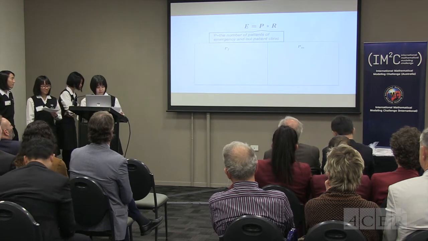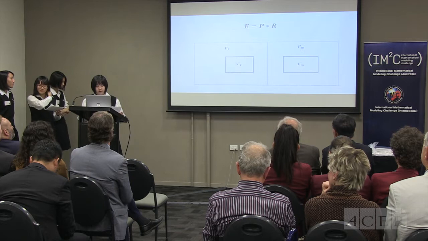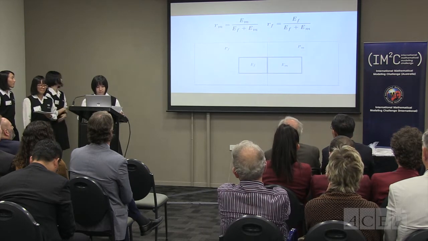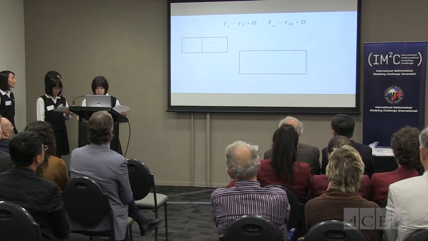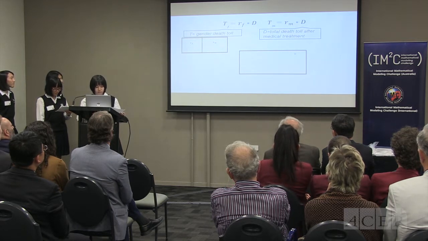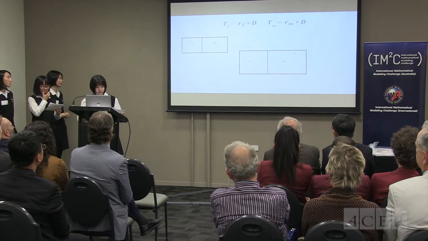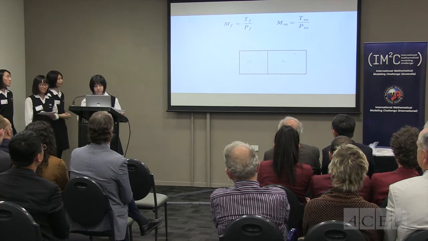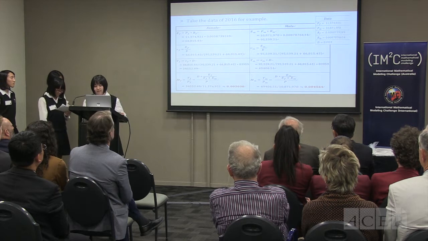We try to find the death toll after medical treatment, but those data are confidential in Taiwan. So we estimate it, and that's what you can see on these two pages. We just divided the number of patients of emergency and outpatient clinic by the death toll after medical treatment, and we can get the total mortality rate after medical treatment. We take the data of 2016, for example. In this chart, E equals P times R, so it's clear to see how we infer M, the total mortality rate after medical treatment.